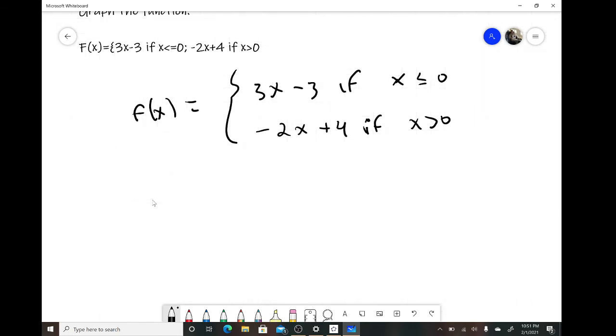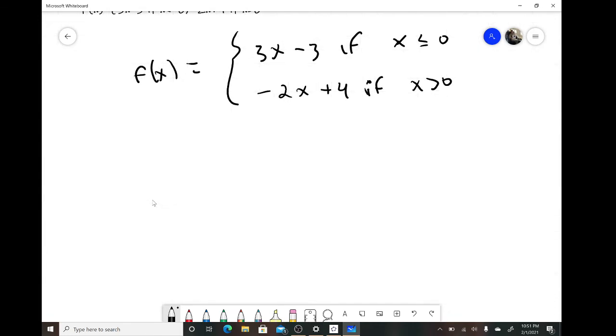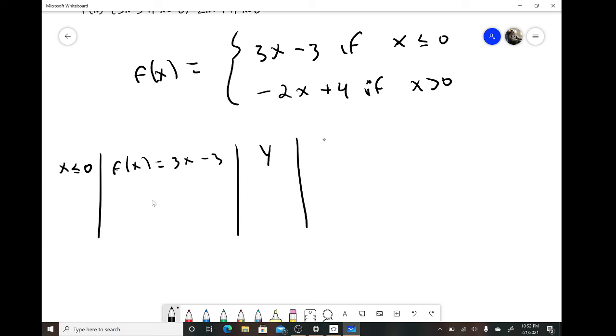Well, these type of functions are pretty nice to graph. I do them in the following way. These are linear, but if it wasn't linear, then this is definitely the thing that you should do. Just make a table. So I have x, then I have f of x equals 3x minus 3. When x is less than or equal to 0, we're going to use this rule. We're going to get an output, and we're going to get our coordinate pair.